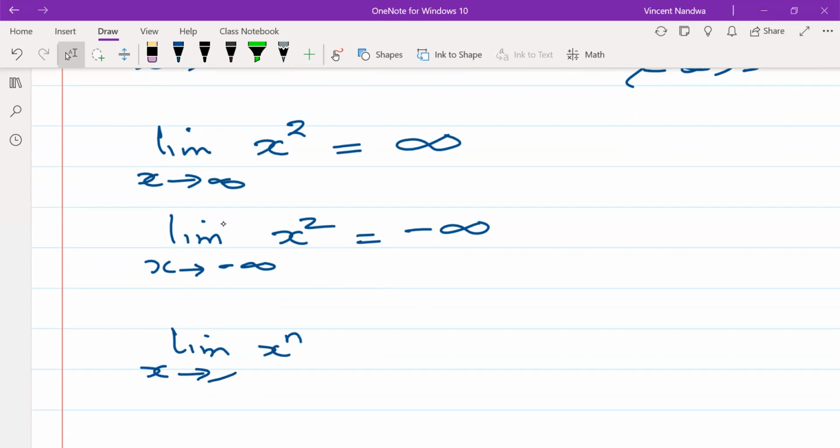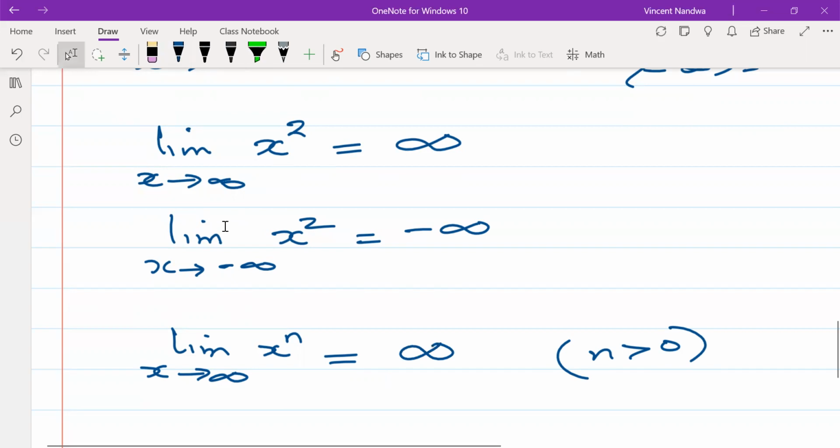And what will happen if you find the limit as x grows larger and you raise x to power n, given that n is positive? Positive infinity still. So the value will still be large.